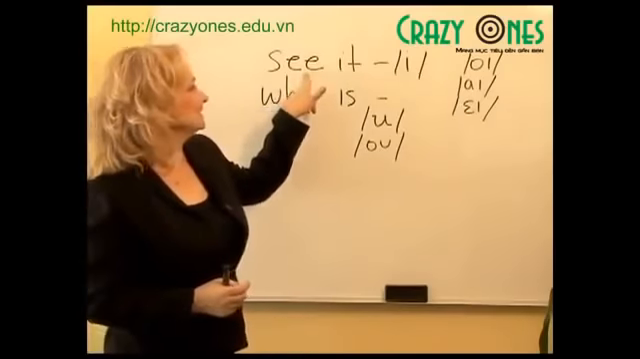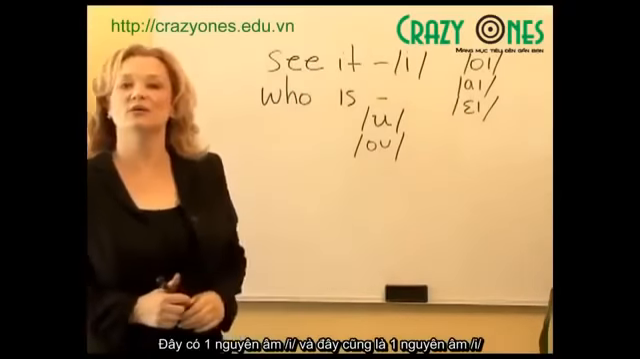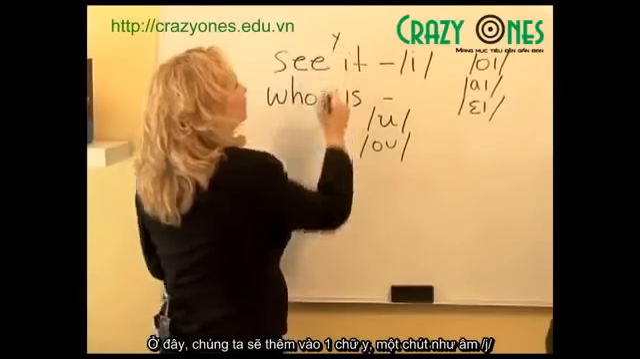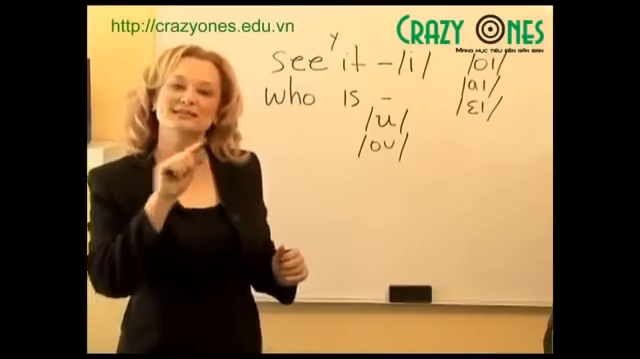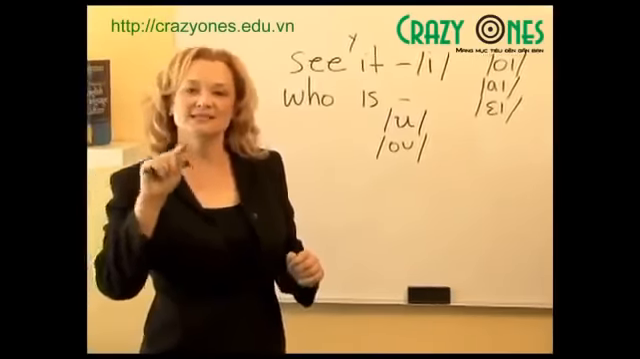Look at this. See it. Here's a vowel, E, and here's another vowel, it. In this case, we put a little Y, a little Y sound. So we don't say see it. Listen to this. See it. Y. See it.